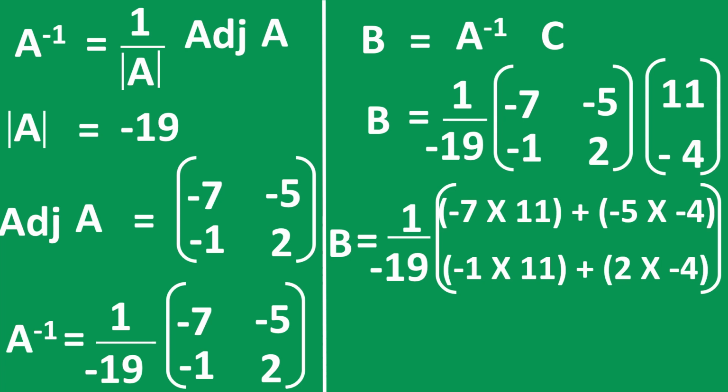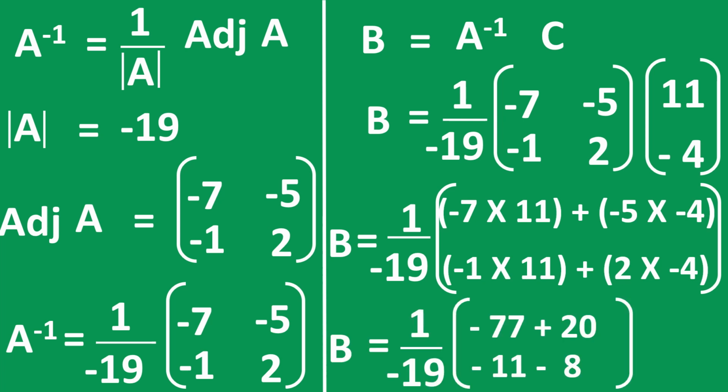So what we'll do is to expand and simplify the matrix. We have minus 7 on top. Minus 7 will multiply 11, and then we'll add minus 5 times minus 4. So that gives us the value on top. Then we have minus 1 multiplying 11, and then we'll have 2 times minus 4. And when we add that, that will give us the value at the bottom.